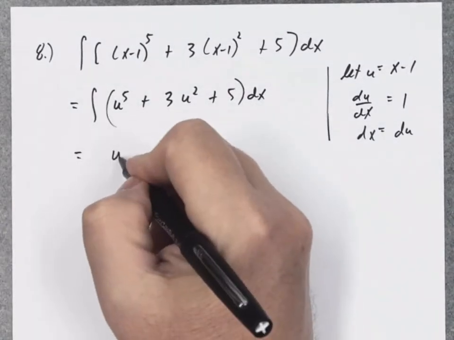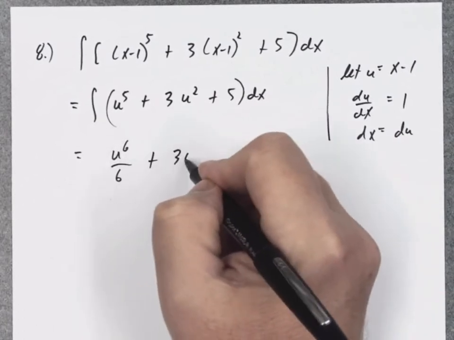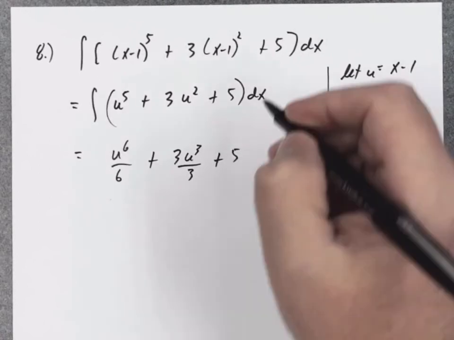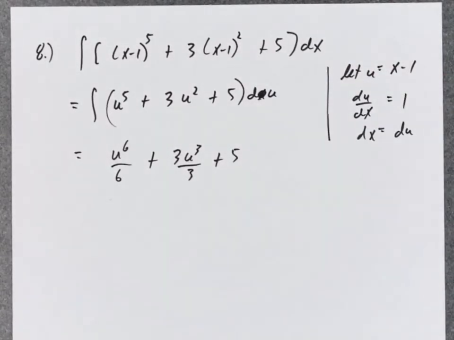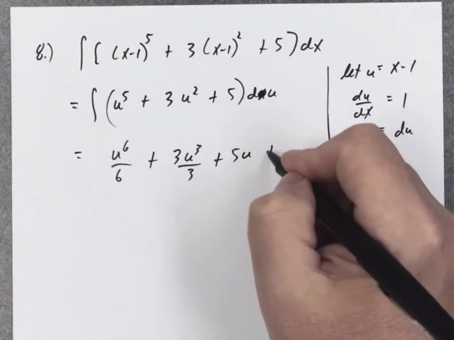So this is u to the 6th over 6 plus 3 u to the 3rd over 3. Whoops, I forgot to change the dx to du. Plus 5u plus c.